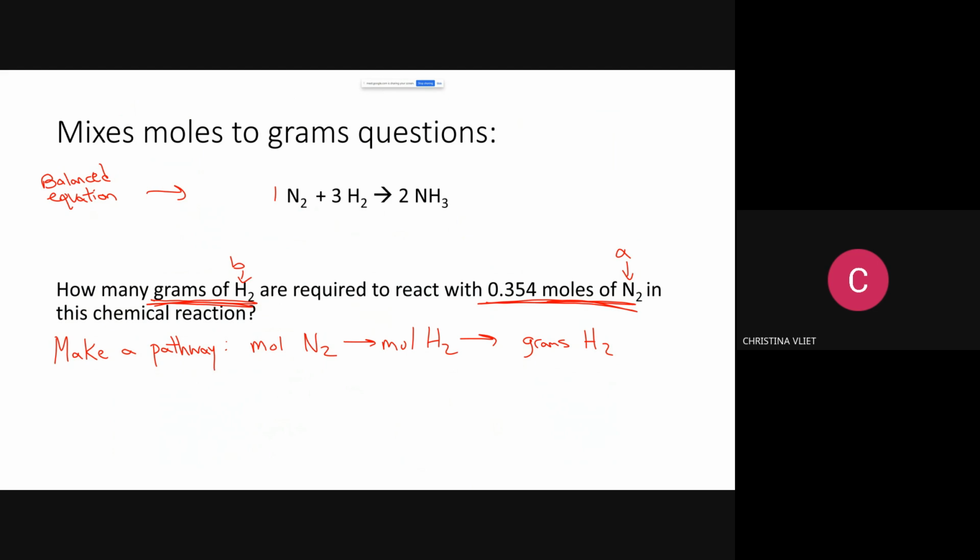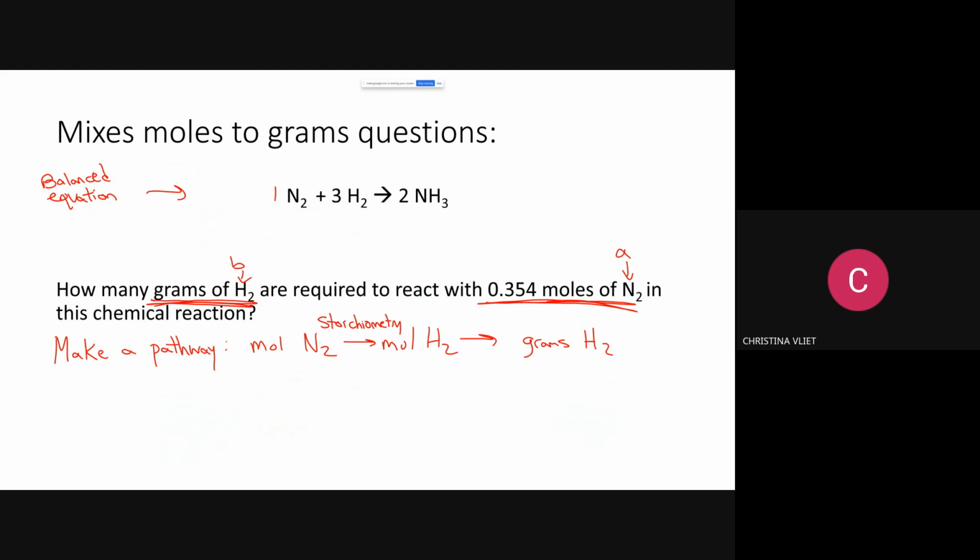Let's continue. We have moles of nitrogen right now. We need to get to moles of hydrogen. What's the process? How do we go from moles of one thing to moles of another? It's called stoichiometry. Right? What we learned last class. How to go from moles of one thing to moles of another. And I gave you a formula for that.